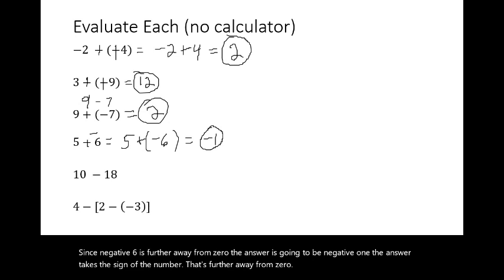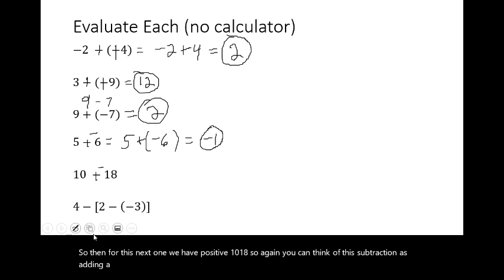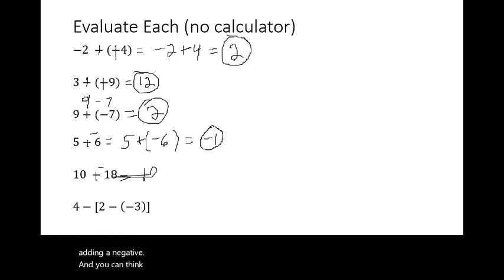So then for this next one, we have positive 10 minus 18. So again, you can think of this subtraction as adding a negative. And you can think of this as positive 10.